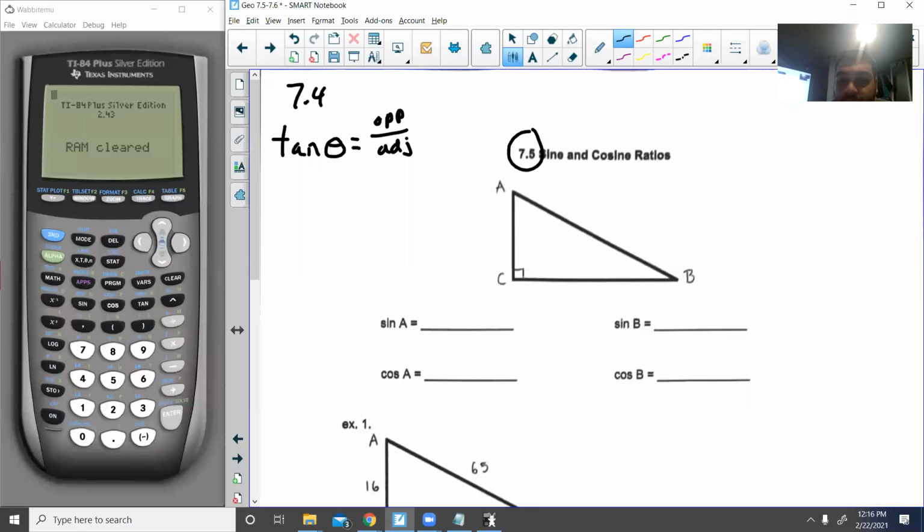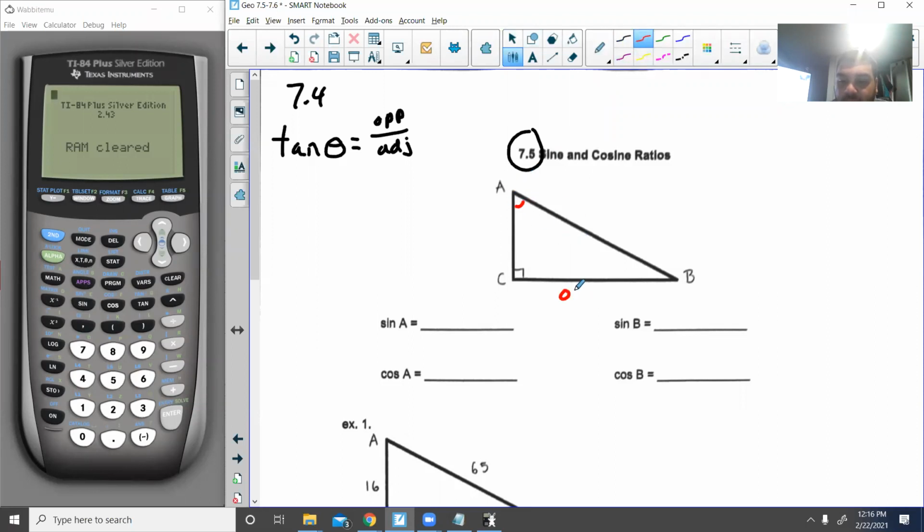Let's talk about today's lesson, 7.5, sine and cosine. Everyone should draw this generic right triangle. And if we're basing it, we'll start with A.